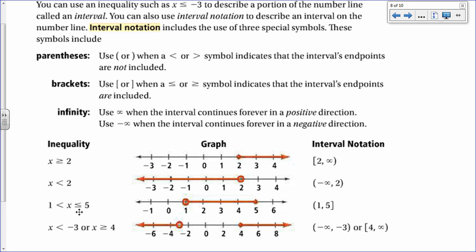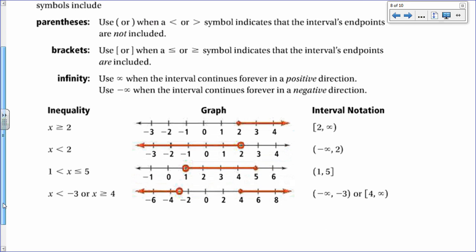1 is less than x, which is less than or equal to 5. Open circle at 1. Closed circle at 5. And then we're going to shade in between. So our interval notation is going to have a parenthesis in 1, because 1 really isn't part of the answer, comma, and then it goes to 5, the other endpoint, where we're going to put a bracket. And the bracket's going to indicate that we have a solid dot here. 5 is part of the answer.